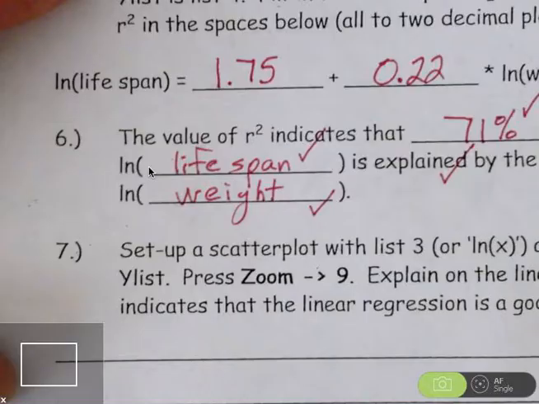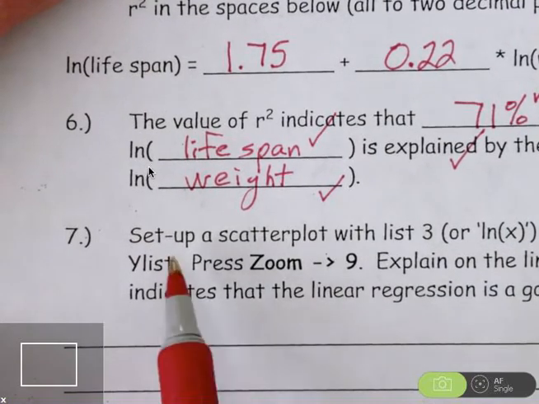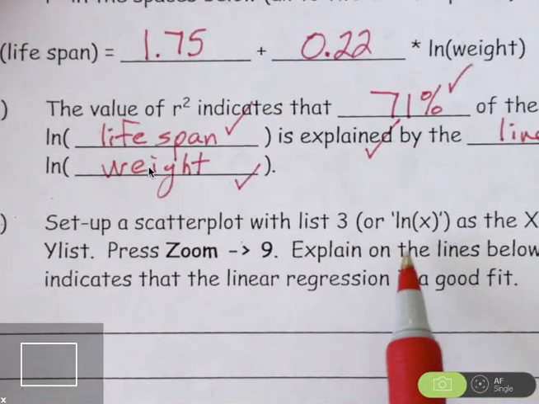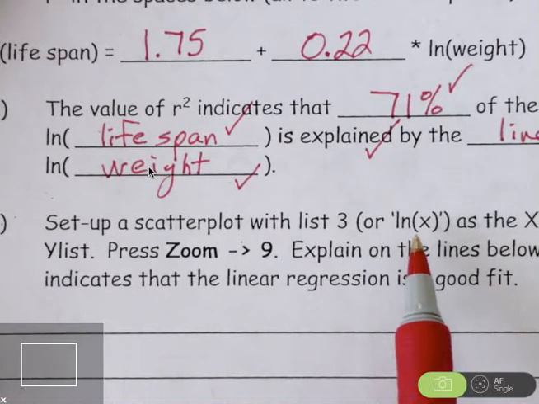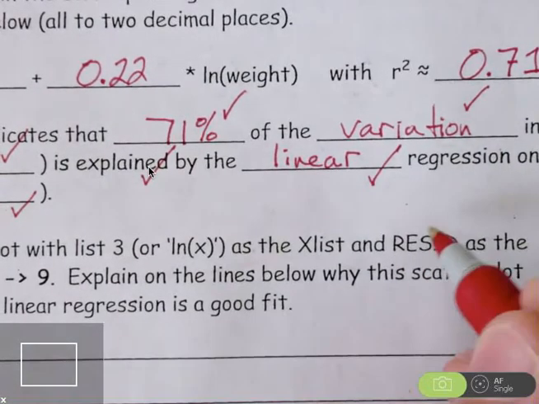So next, let's set up a scatter plot with list 3, that's the natural log of x, that will be our x value, but then this time we're going to use the resid list that was automatically stored.